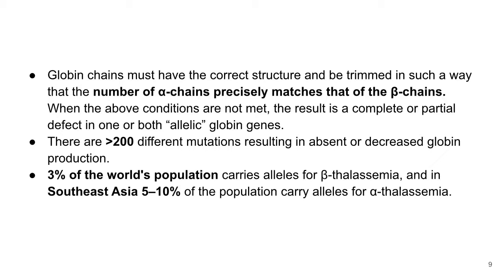There are more than 200 different mutations resulting in absent or decreased globin production. 3% of the world population carries alleles for beta thalassemia, and in Southeast Asia 5 to 10% of the population carry alleles for alpha thalassemia.